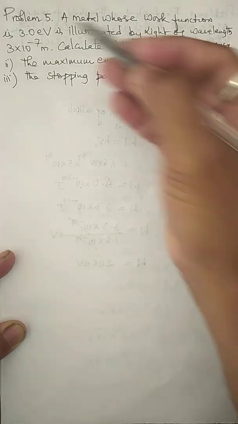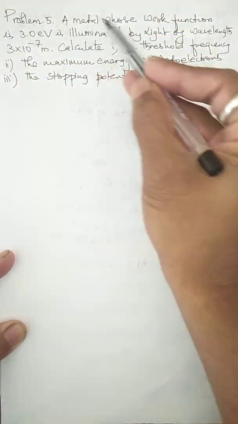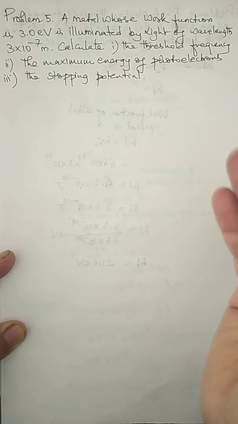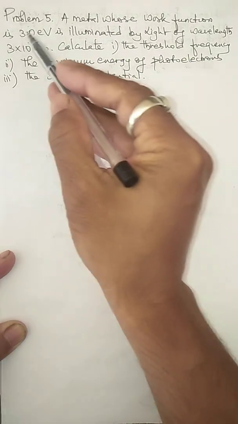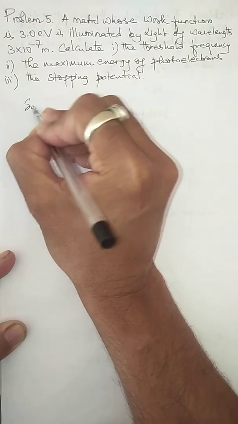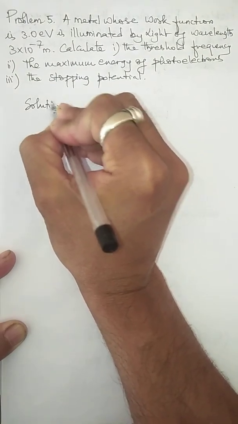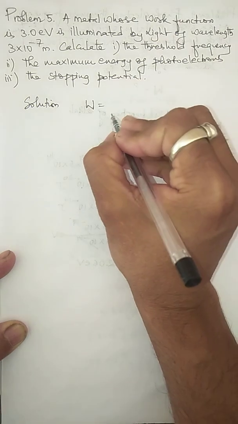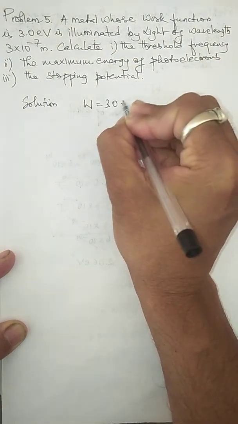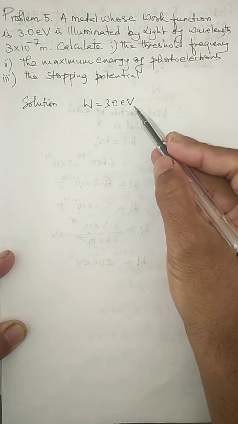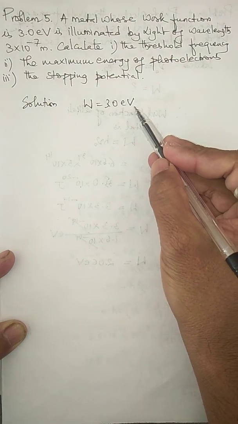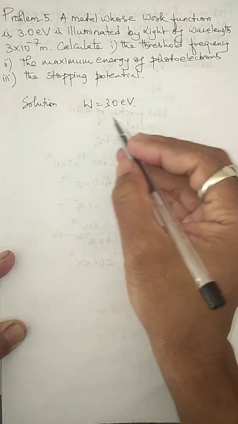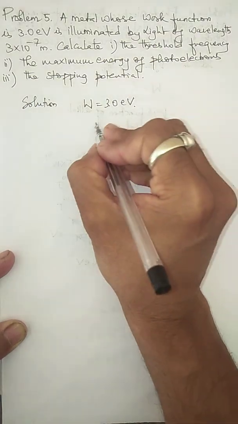Problem number 5 says that a metal whose work function is 3.0 electron volt. So there is a certain metal whose work function is given as 3.0 electron volt. Let me solve this problem now. Work function, as you know, is symbolized by the letter W, and it is given as 3.0 electron volt. This is the unit of work function. But I convert this into joule, so I can write this work function in joule. That's a unit of energy.